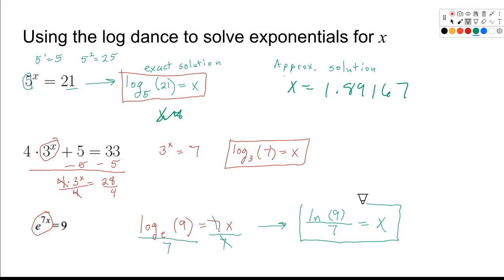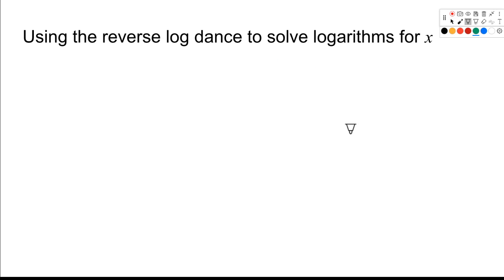And again, that's one way of solving, using the log dance. If we have logarithms already, we can do what I call the reverse log dance and turn them into exponentials, and that will also solve them. So we're going to take a look at a couple of those examples. The reverse log dance. So if I've got this logarithm, I can turn this into an exponential, and what we're going to see is that that will allow us to solve for x.